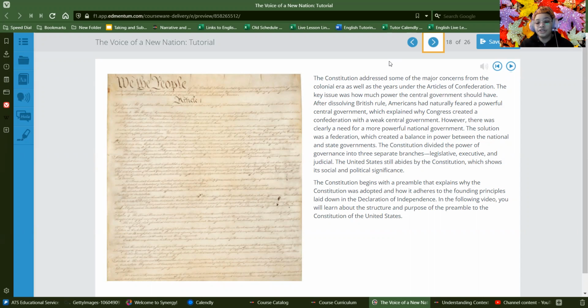And the United States still abides by this Constitution. And people believe that the fact that we've been a successful nation after this proves that it works. The Constitution also has a preamble that explains why it was adopted and how it's related to the Declaration of Independence. So the two documents are linked. You almost never hear about one without the other, and this is why.